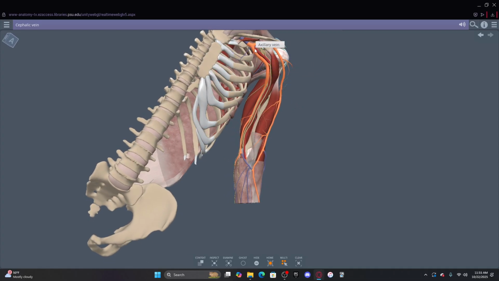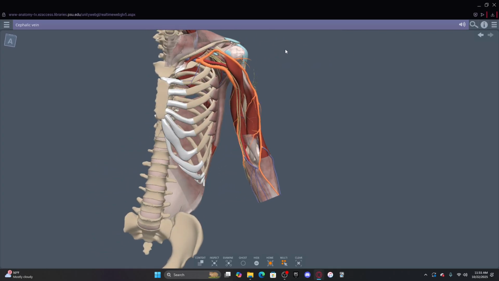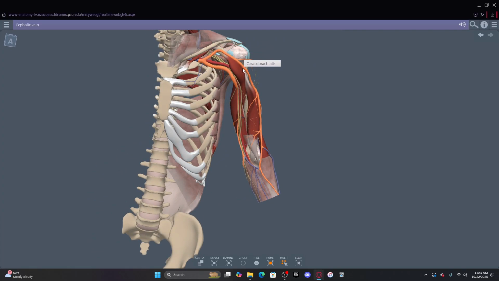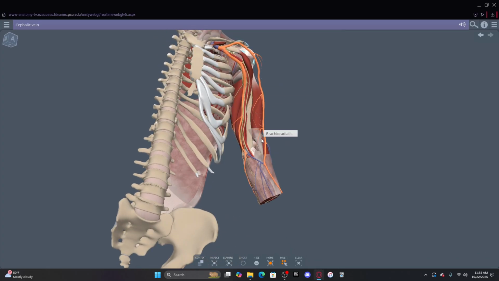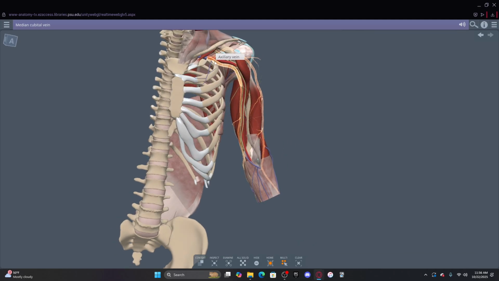Right, so our cephalic runs superiorly, and then it runs all the way down the arm laterally, whereas more medially we have the basilic, and these two veins are connected by the median cubital vein. Right, so coming off the axillary vein, we have the cephalic vein, and then later on the axillary vein splits into the basilic and the brachial.